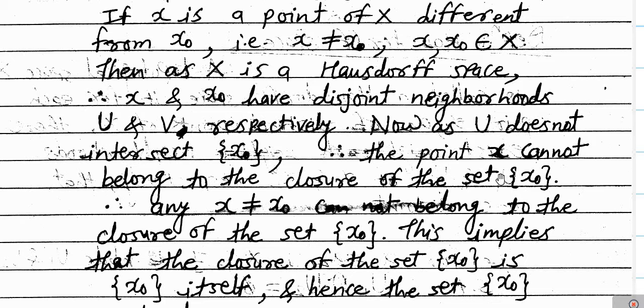Why is it so? Because in the last class, in theorem 6.5, we proved that x will be a limit point of a set if it belongs to every neighborhood of that set. Okay, if x belongs to every neighborhood of a set, suppose set A, then x will be a limit point of the set A. So, therefore, any x different from x0 cannot belong to the closure of the singleton set {x0}.